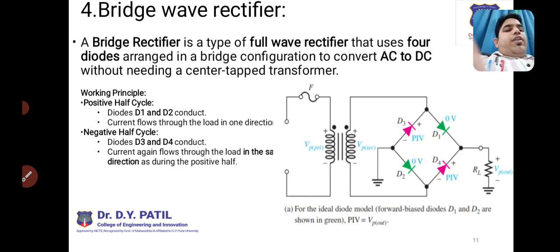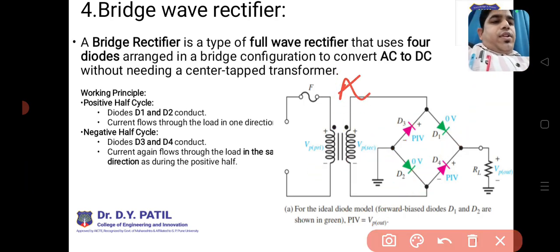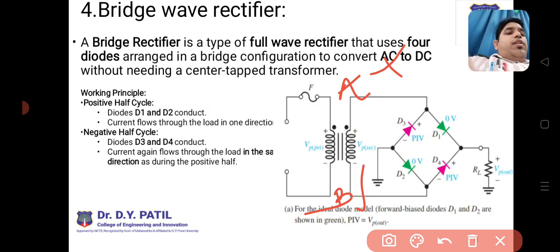Second, the bridge wave rectifier. In the bridge wave rectifier we are using four diodes: D1, D2, D3 and D4. In the positive half cycle only two diodes turn on, and in the negative half cycle the other two diodes. When we are writing in the theory exam, we have to mention that for the positive half cycle, we have to show here A and B. So when we are given the positive half cycle, A is positive with respect to B, then D1 and D2 turn on.